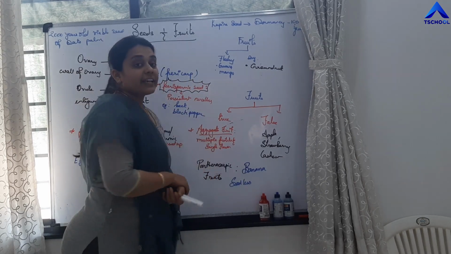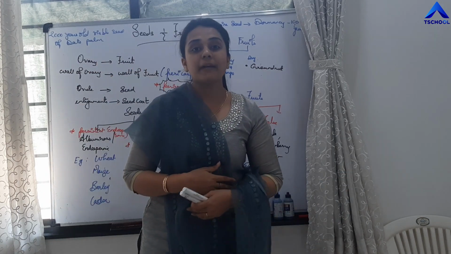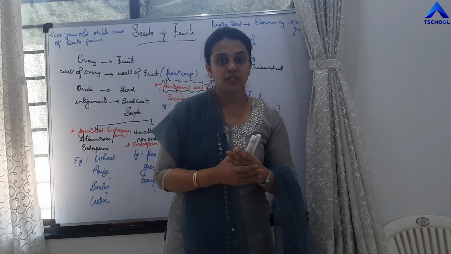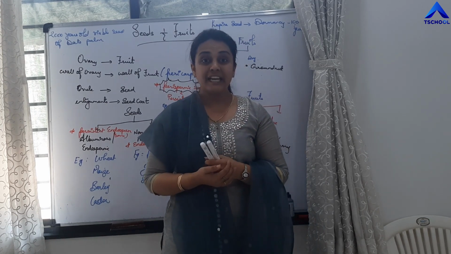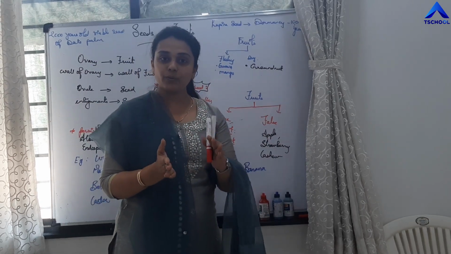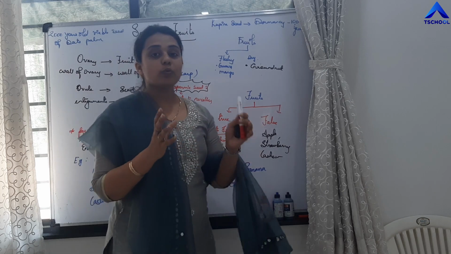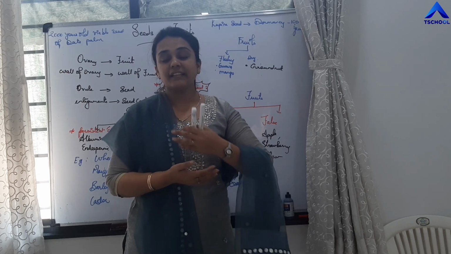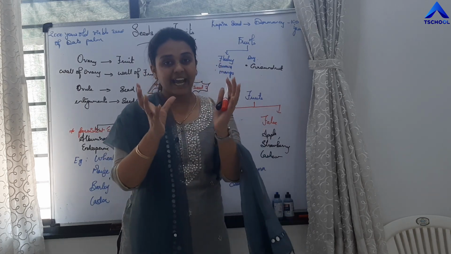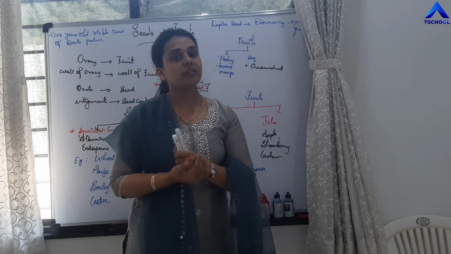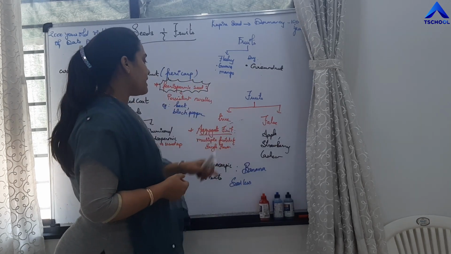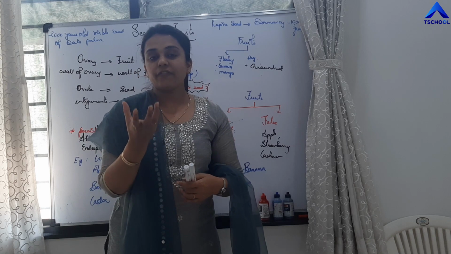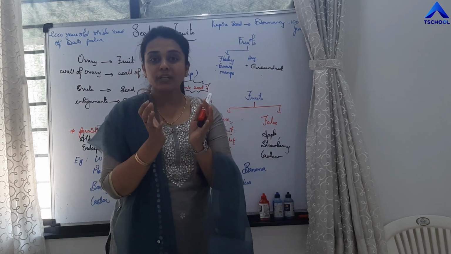Then there are aggregate fruits. So students, we have studied about monocarpillary, multicarpillary. Based on it also fruits can be divided. Simple fruits are the fruits which have developed from a single pistil. Then there are aggregate fruits, which means the fruit has developed from multiple pistils. Because there are multiple pistils, there are multiple ovaries, and the fruit developed from multiple pistils is such a fruit, called an aggregate fruit. So there is a single flower which is multicarpillary, and from all the ovaries a fruit is developed, which is an aggregate fruit.